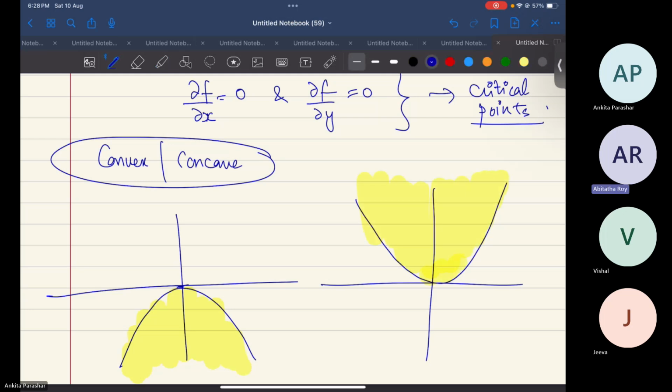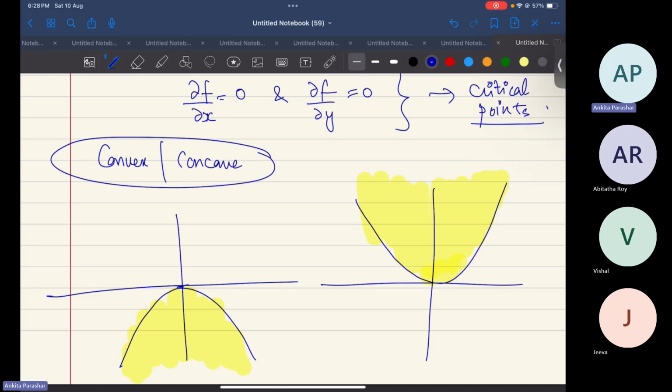Yeah, these are concave functions. Both? Yes, one is concave up, one is concave down. Okay, for you, what is the definition of convex? Let me write what I know about convexity.